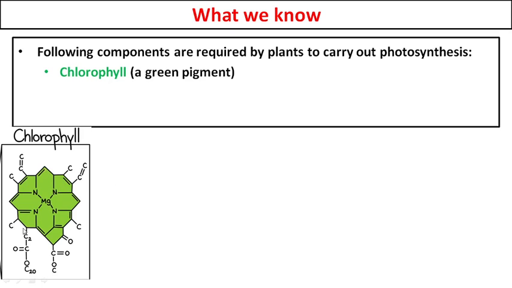As you can see, this ring-like structure is called porphyrin ring. In middle of this porphyrin ring is magnesium ion, and it will also have a long carbon chain which is shown here as C20. So there will be 20 carbon long chain. This here is the basic structure of a chlorophyll. So we know chlorophyll is required for photosynthesis.